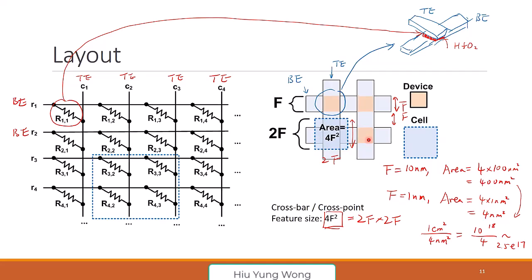Is this one manufactured through deposition? This one can be different things, but the point is you need to etch them eventually, whether you use deposition or whatever. You need to etch so that this top electrode is not in contact with another top electrode. You need to separate them.